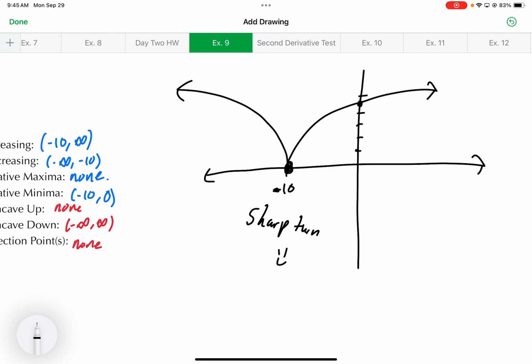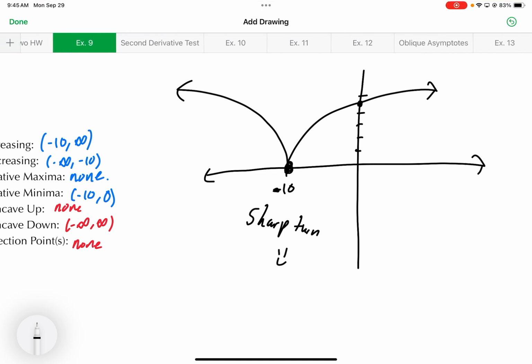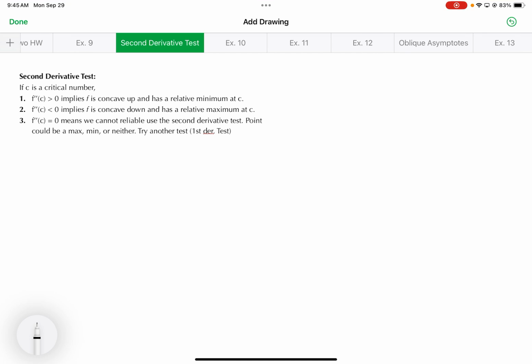Cool. All right. Now, what I'm going to teach you now is content that will be related to the next quiz that you guys will take. So after this one that you guys take tomorrow, this stuff will be related to that. Okay? And the first thing we're going to talk about is what is called our second derivative test.